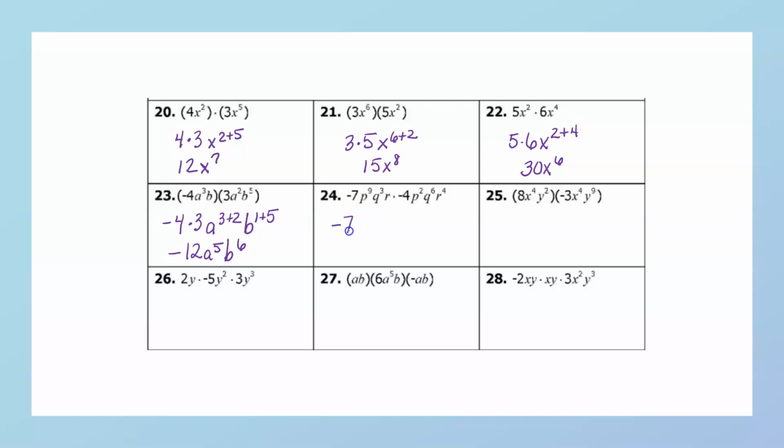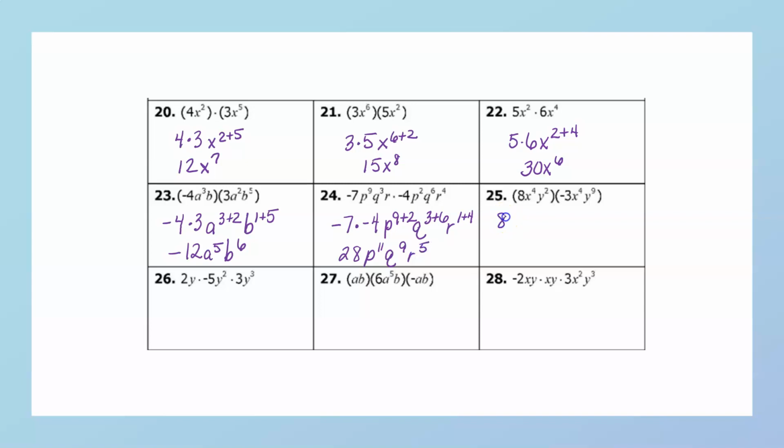So I have negative 7 times negative 4, p to the 9 plus 2 power, q to the 3 plus 6 power, r to the 1 plus 4 power. You got to stay super organized. So I have 28, p to the 11th, q to the 9th, r to the 5th.